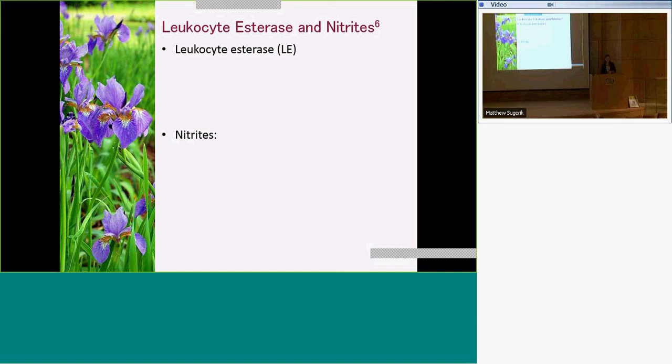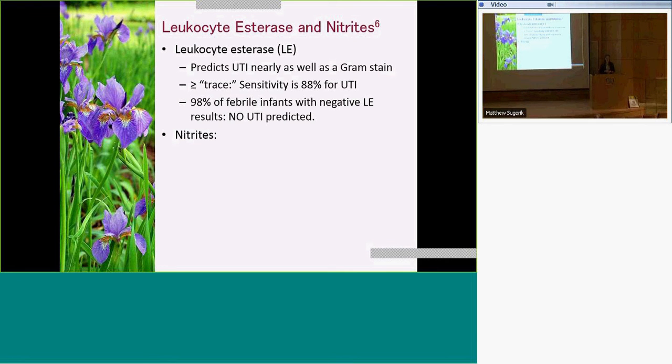We're looking for leukocyte esterase and nitrite, and it's interesting that a positive leuk esterase is almost as predictive as a gram stain, actually looking for the organism you're going to treat. So more than trace leuk esterase has an 88% sensitivity, which means you're very unlikely to miss a UTI if it comes up positive. And more impressively, I think 98% of febrile infants with a negative leuk esterase did not have a UTI. So it's very, very helpful when it's negative.